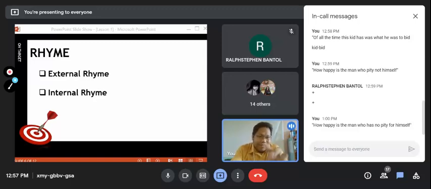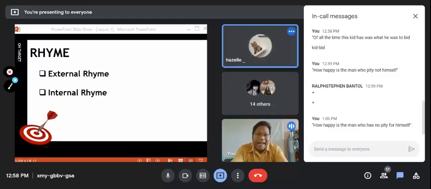What two words inside this line rhyme? Again, we are after sound, people, so we'll listen to the words carefully. Again, the line is, how happy is the man who has no pity for himself? I'd like to call MM. What two words rhyme inside the same line? MM, what's your answer?